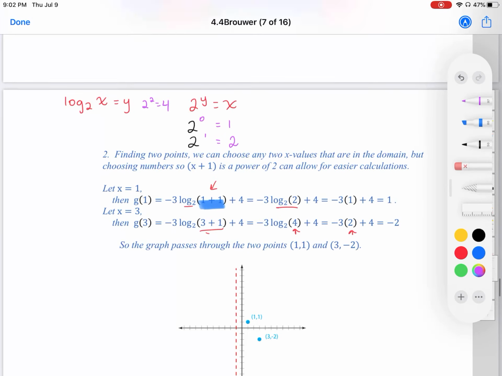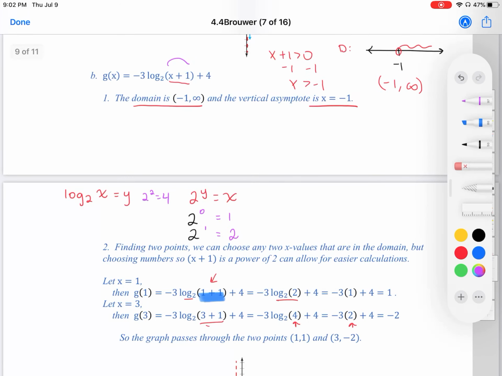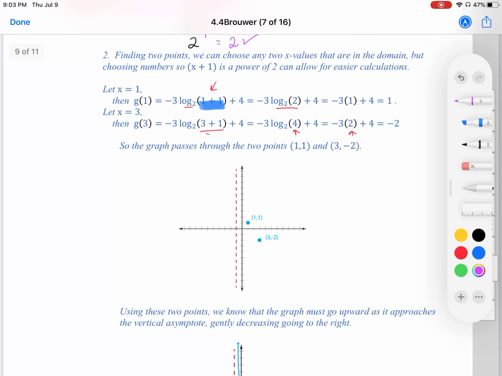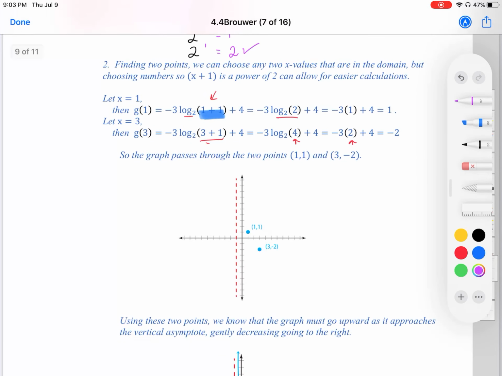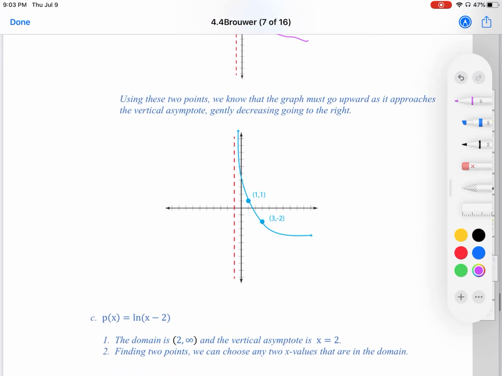So we see that if we add 1, we get that 2 we wanted for our x. And if we add 1 to 3, we get that 4 we wanted. So we have the points 1, comma 1 and 3, comma negative 2. So we see 1 gets closer to the asymptote and 1 pulls away. So there we have the graph below.